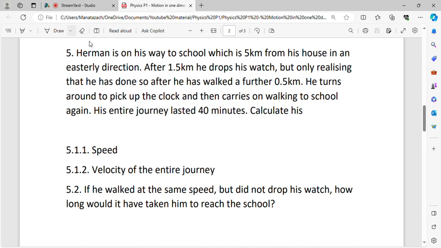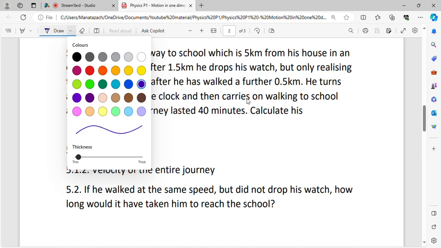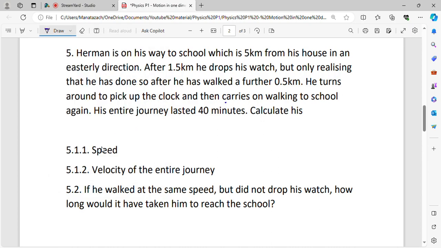Let's first picturize the motion for Herman's journey. He started at home, so this is the home, and then he's heading to school. So this is going to be the school. The distance between the home and the school is 5 kilometers.